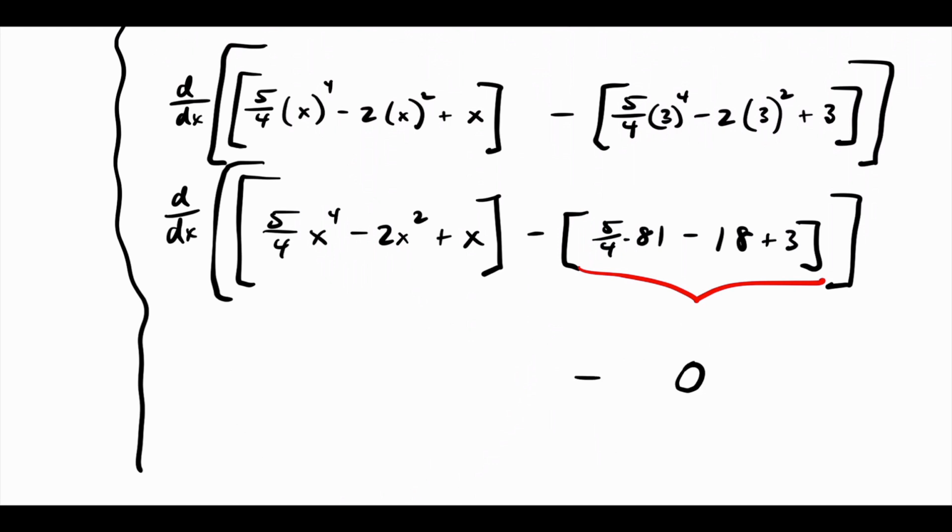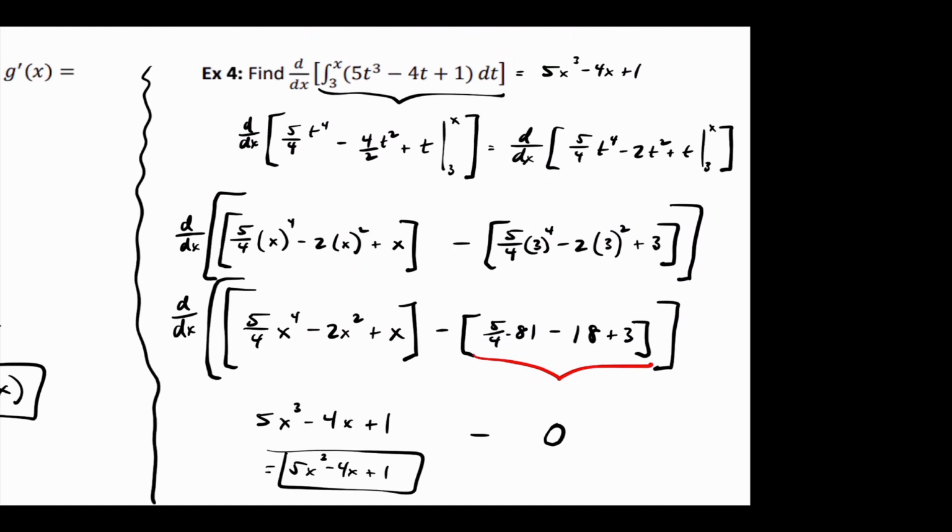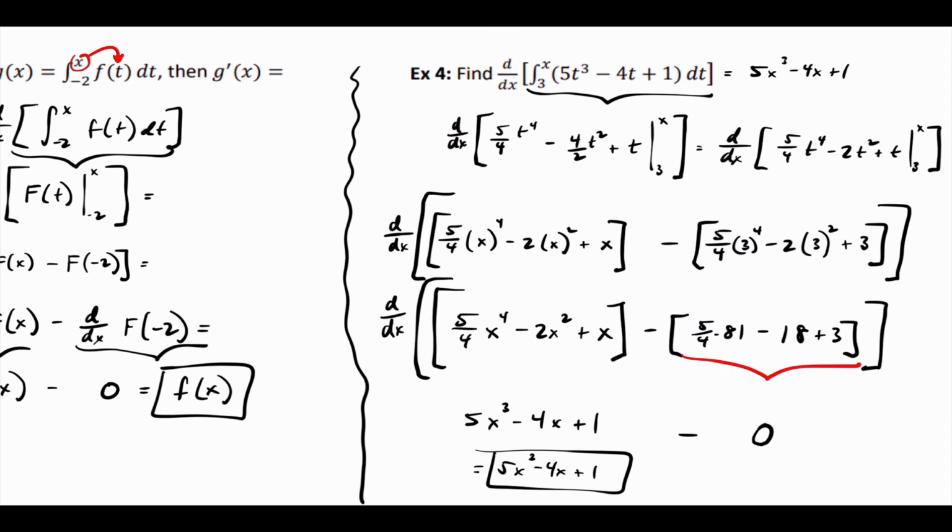So now I'm going to do the derivative for this part over here. So the derivative is 5x to the third minus 4x plus 1. Which is exactly what I thought from the very beginning it would be.